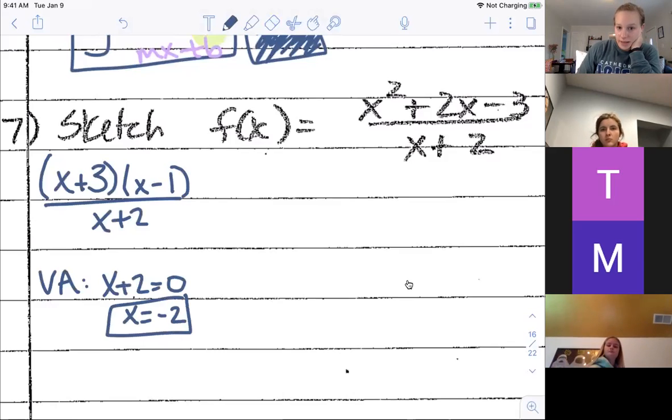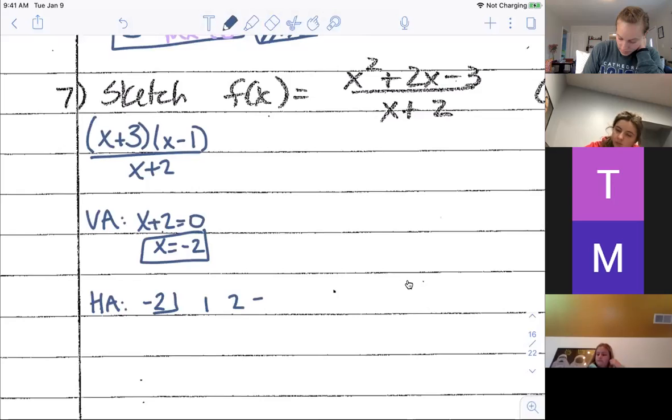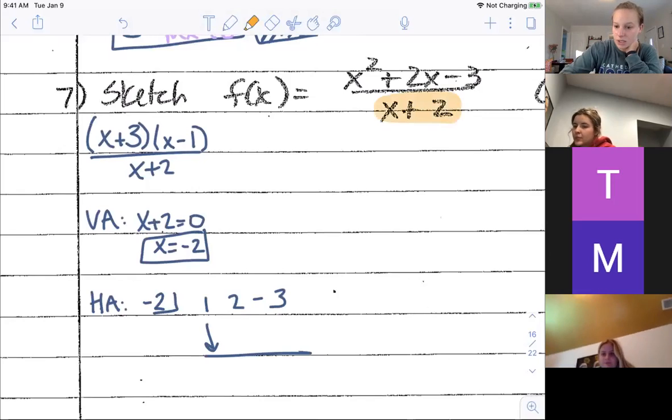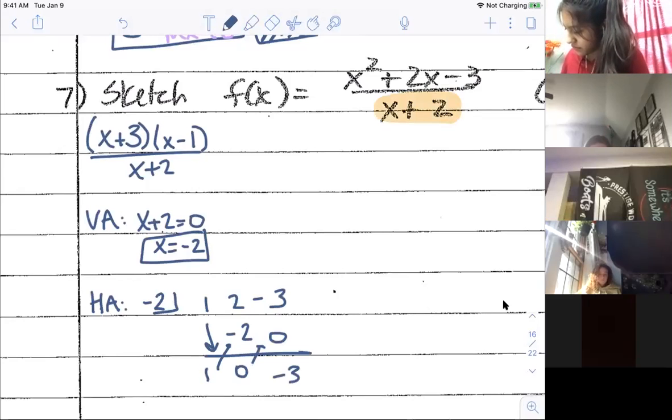All right, I got my VA solved for. Now we're going to do our HA where we have to do our multiplication or our division. This time I've got -2 in the box because the bottom is x plus 2, not x minus 2, so it's negative. Carry the 1 down. I get -2, 0. That gives me 0, which is -3.